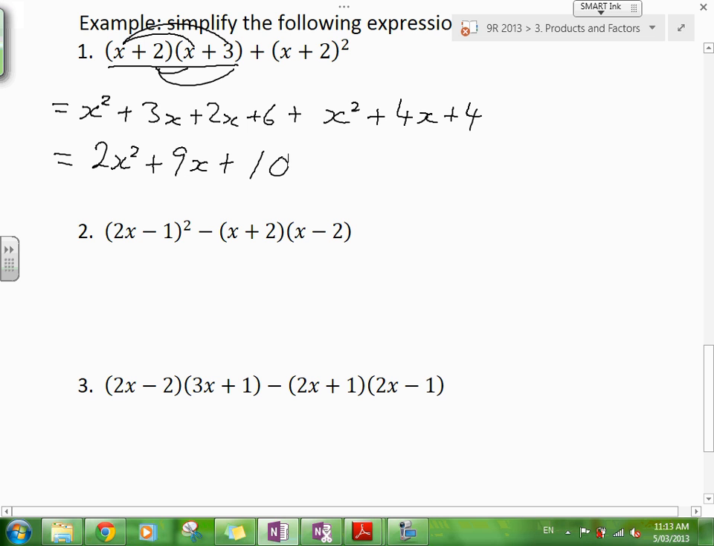Next one. So this one here is a perfect square. 2x minus 1 all squared minus x plus 2, x minus 2. First part. Show me. How do you expand this first one? Remember, you've got to square the whole thing. The x squared is right. We've got 2x all squared. So what's going to be? 4x squared. Good. 4x squared. Right. Next term. We can give you the next term in this, right? X squared.